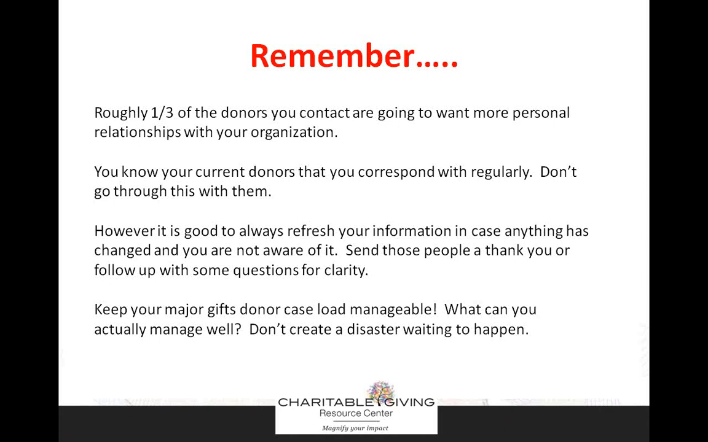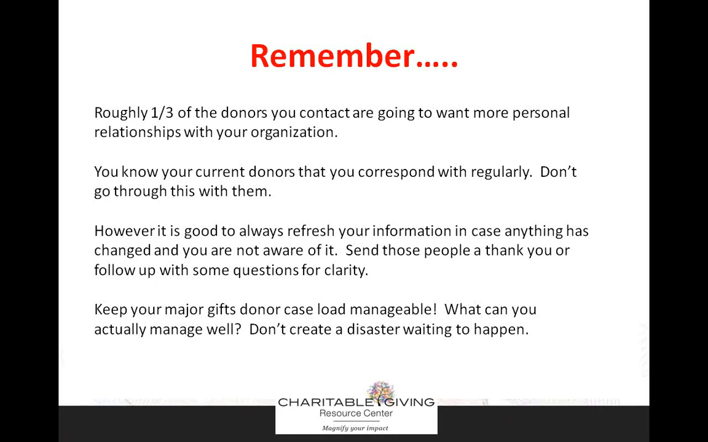You know your current donors that correspond regularly. Don't go through this with them. If they correspond regularly, you don't have to go through all of this. You've already garnered that relationship. It is good to refresh your information in case there's anything changed or things you're not aware of, especially if there's been a death and for whatever reason it hasn't been picked up with your mail service or nobody in your office has seen it in an obituary or hasn't been picked up by a Google search. It's always good to ask, is the information we're using to send to you correct? If not, would you take a minute and just let us know how you would like that to be?